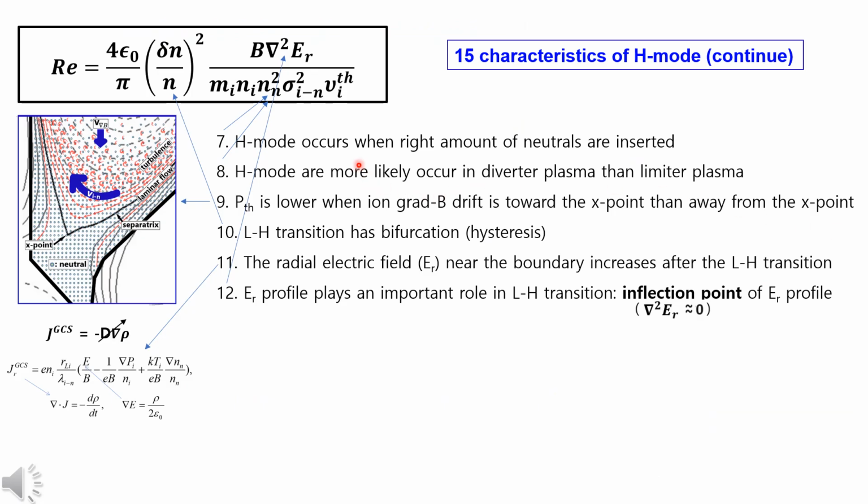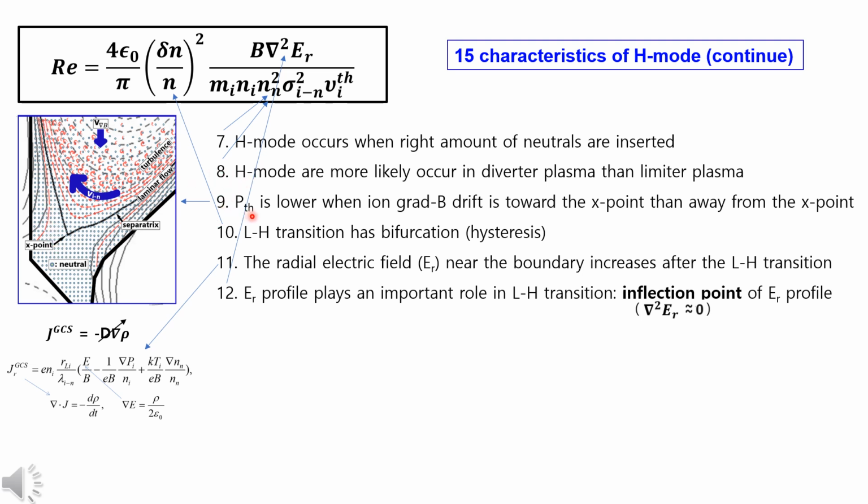We continue with the 15 characteristics of H mode. Number 7: when the right amount of neutrals is inserted, high neutral density triggers H mode. Number 8: for a divertor plasma, recycling takes place in this confined space, so neutral density increases effectively, but for a limiter plasma, recycling takes place in the open space around the limiter, so it is difficult to trigger H mode.